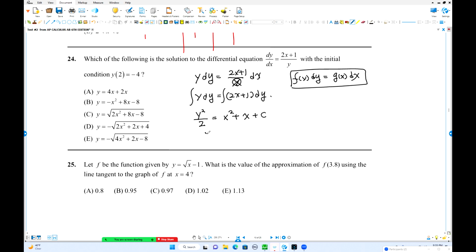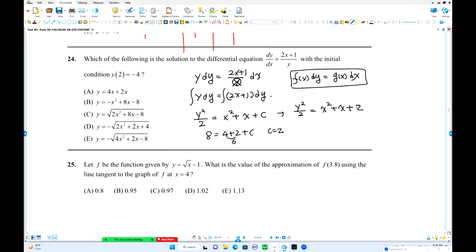When y is negative 4, negative 4 squared is 16, over 2 is 8. When x is 2, that is 4 plus 2, which is 6. So 8 equals 6 plus c, isn't it? So c is 2, right? So you got y squared over 2 exactly equals x squared plus x plus 2, right?